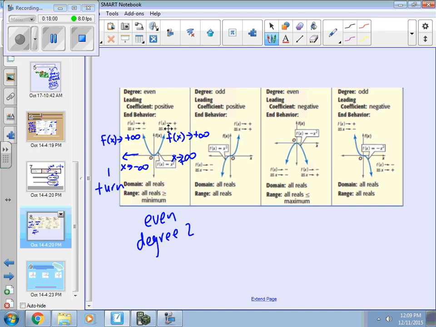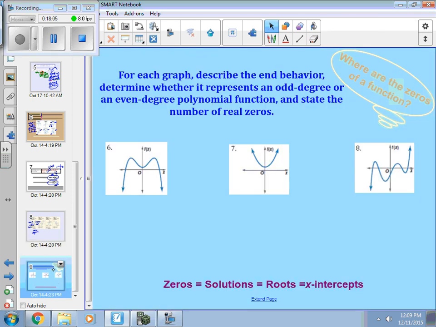There are some other examples here. If you want to go through, you can look at those. But we're going to look at some other examples and see if we can state these here. For each graph, we're going to state the end behavior, figure out if it's odd or even, and then state the number of zeros. We haven't really talked about that yet today, but we have talked about it in the past.